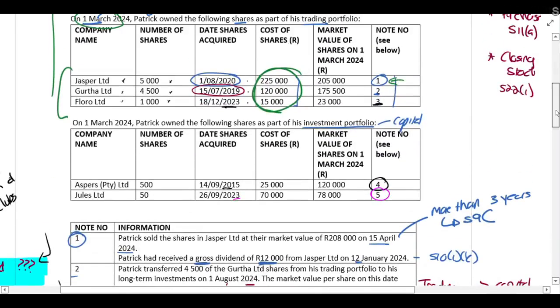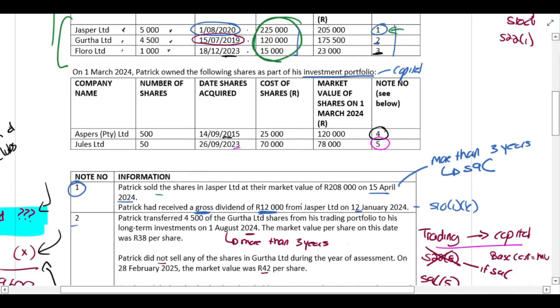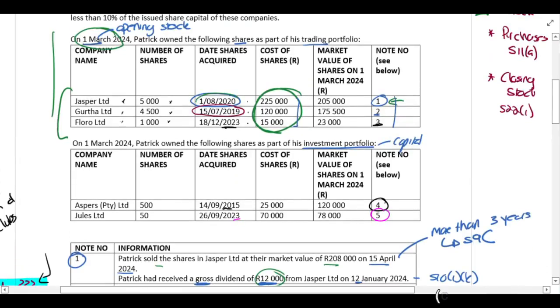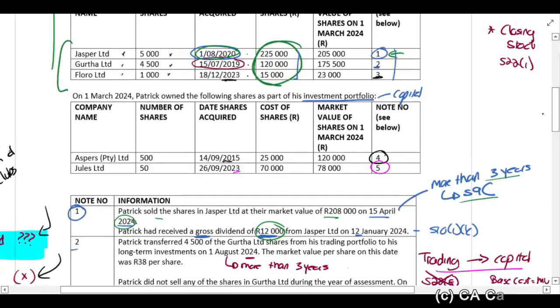Number one, what happened? He sold his shares for 208,000 and he received a dividend of 12,000. Okay, so now remember, the dividend, first of all, this amount will be included in gross income, and that is fully exempt then. And then when he sold his shares, he bought the shares in 2020, selling them in 2024, so it's more than 3 years, so Section 9C will apply. Okay, so remember again what Section 9C is. Section 9C says it's treated as if it's capital in nature. So you will calculate capital gains tax on it.